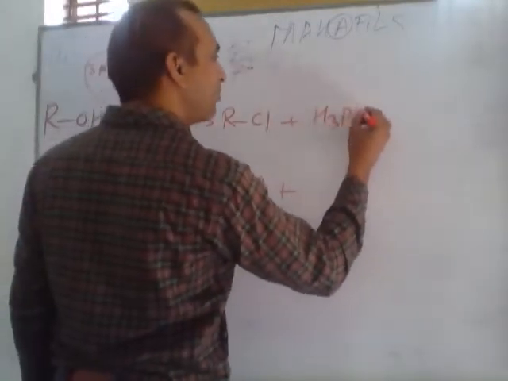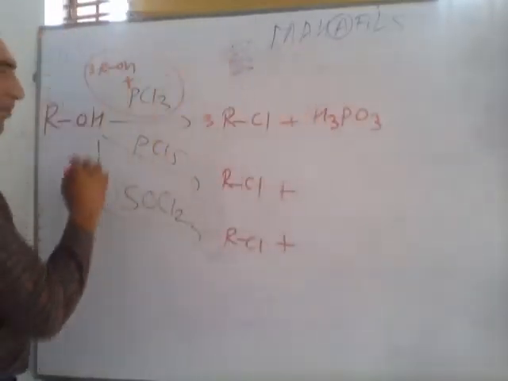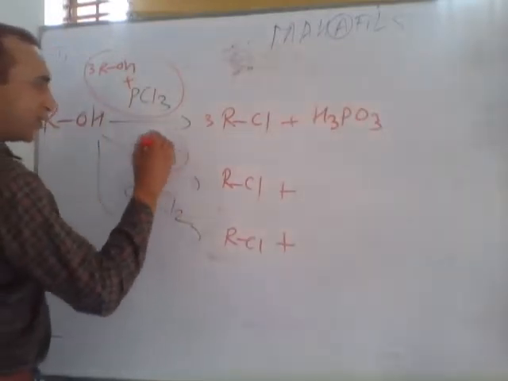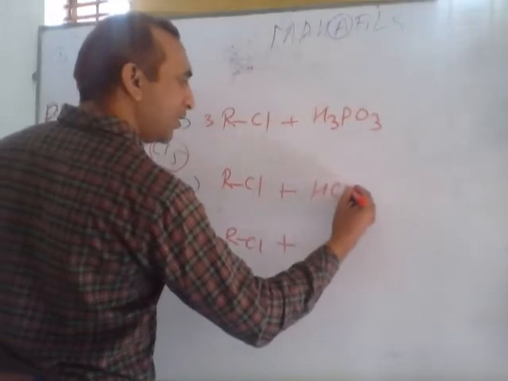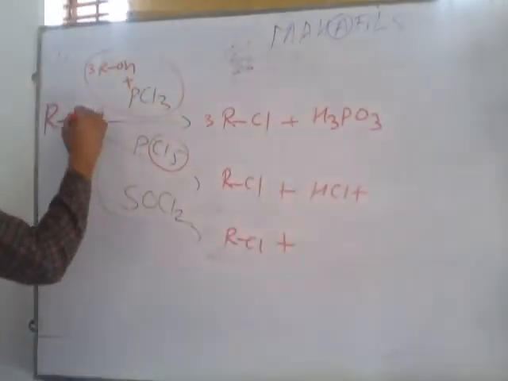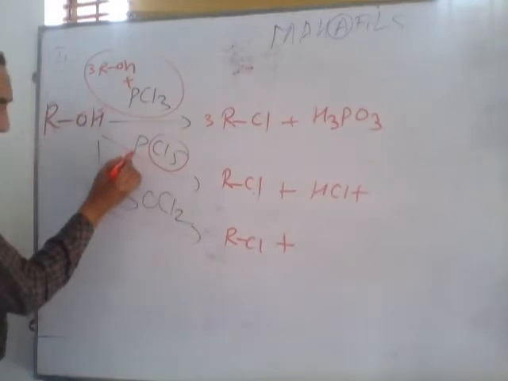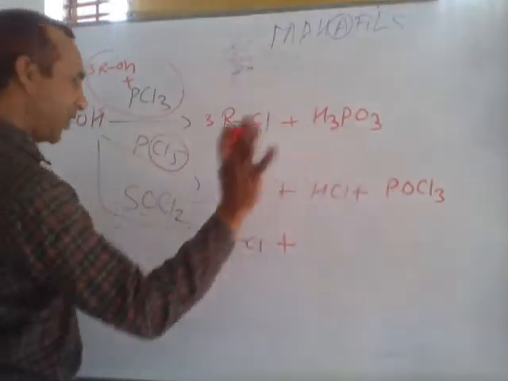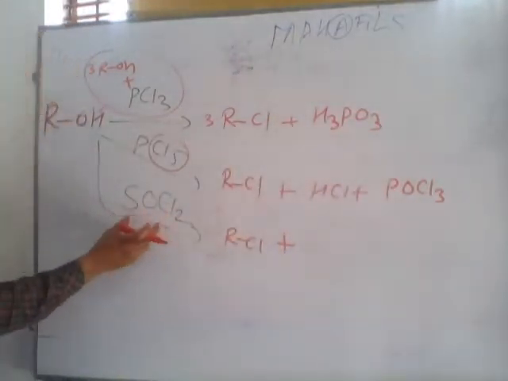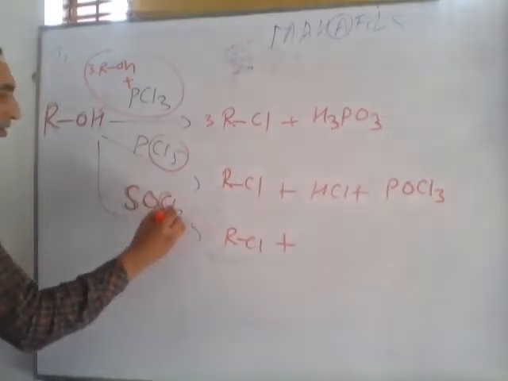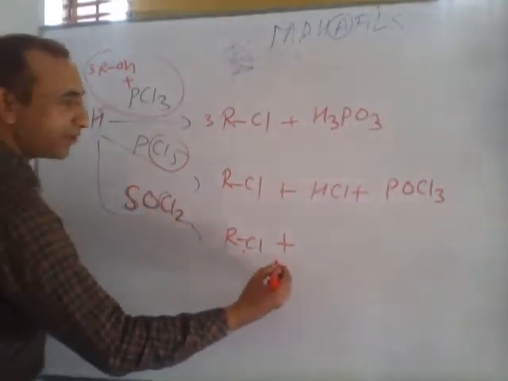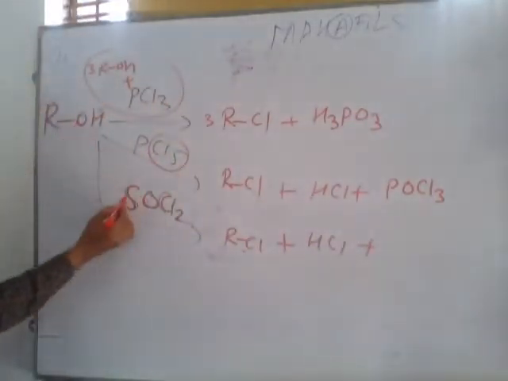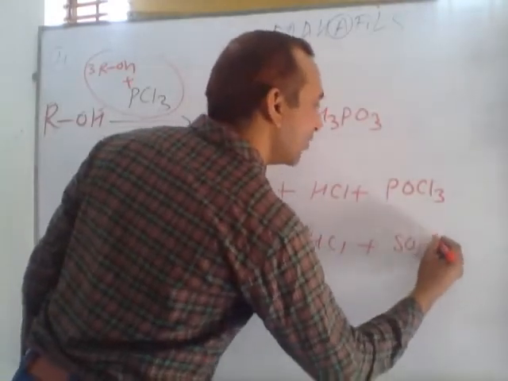Forms H3PO3, phosphorous acid. But in case of PCl5, 5 chlorines are used. The first chlorine goes here, another chlorine with hydrogen, and what is remaining? Oxygen and P with 3 chlorines. Phosphorus oxychloride is also formed. These are side products. With thionyl chloride, SOCl2, the first chlorine is used here, another chlorine for HCl, and what is remaining? Oxygen and sulfur. SO2 gas is formed.